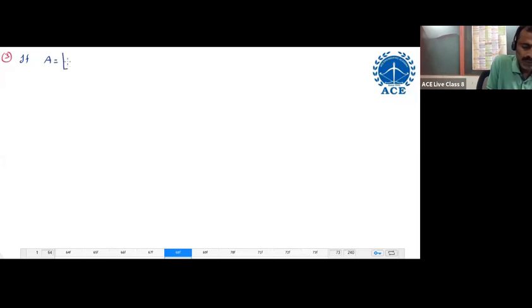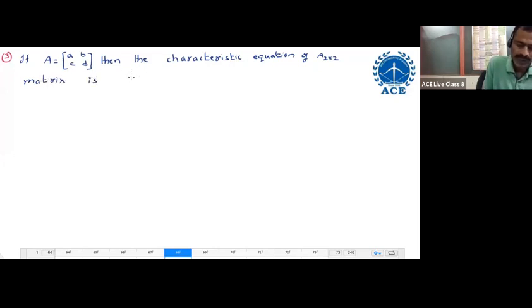If A equal to a 2 by 2 matrix with elements a, b, c, d, then the characteristic equation of a 2 by 2 matrix is lambda square minus (a plus d) into lambda plus determinant of A equal to 0. This is the direct formula to write the characteristic equation of any 2 by 2 matrix.